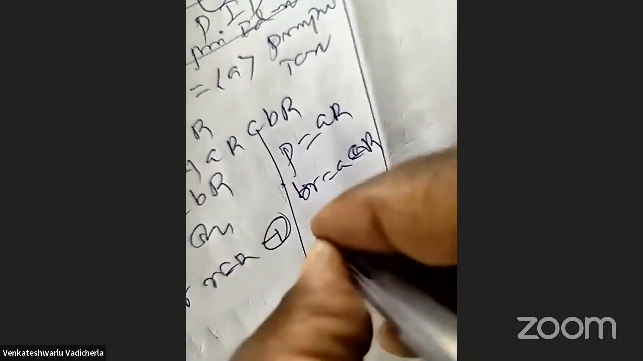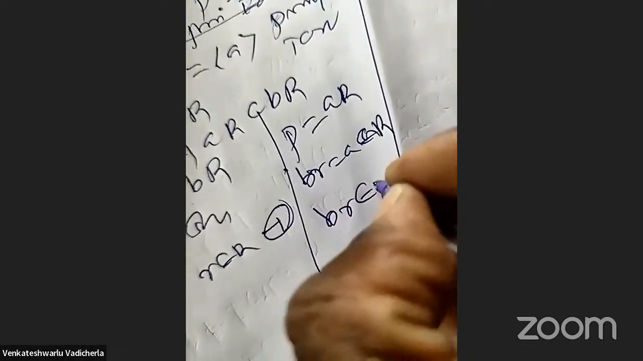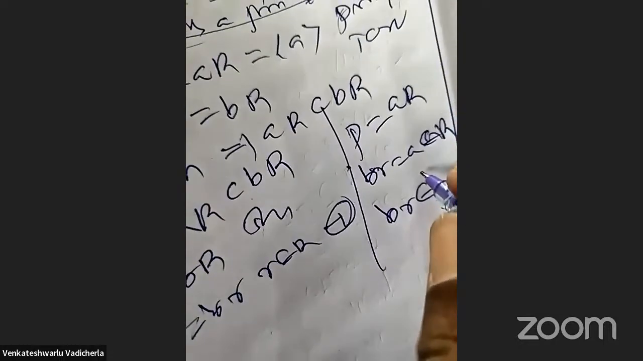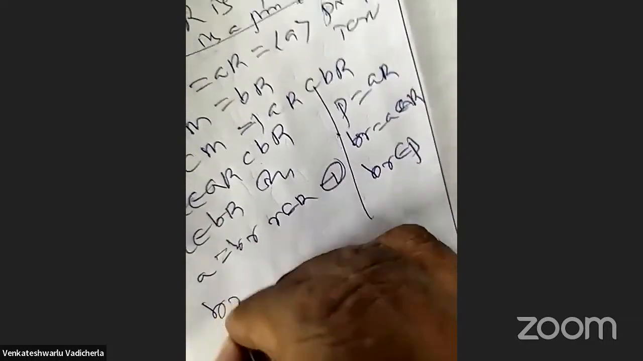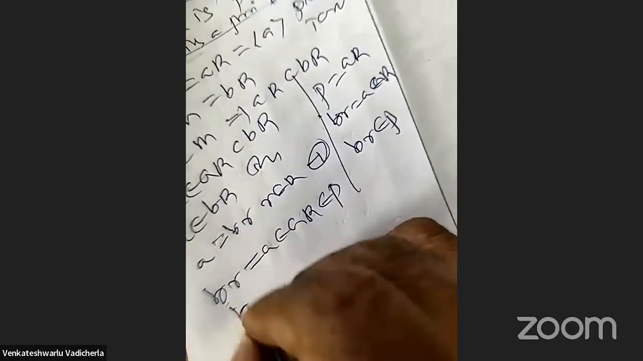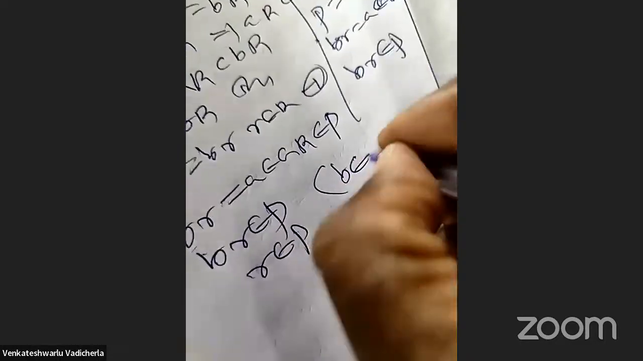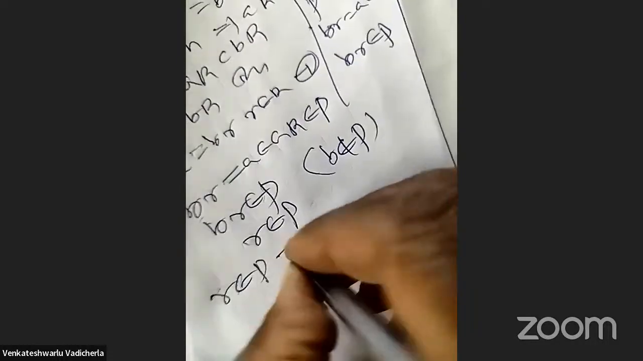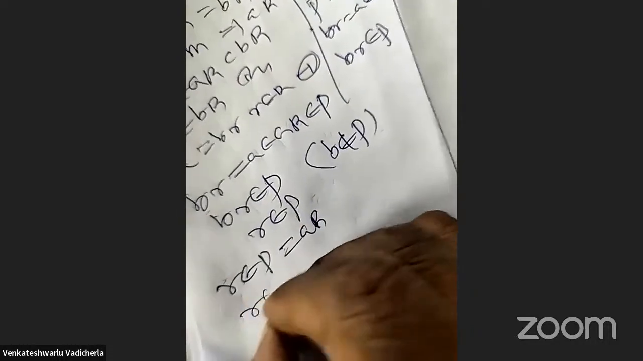So BR is equal to A. A belongs to AR, so BR belongs to P. Here BR is equal to A, which belongs to AR, which belongs to P. So BR belongs to P. And since B does not belong to P, R belongs to P. So P is equal to AR, so R belongs to AR.